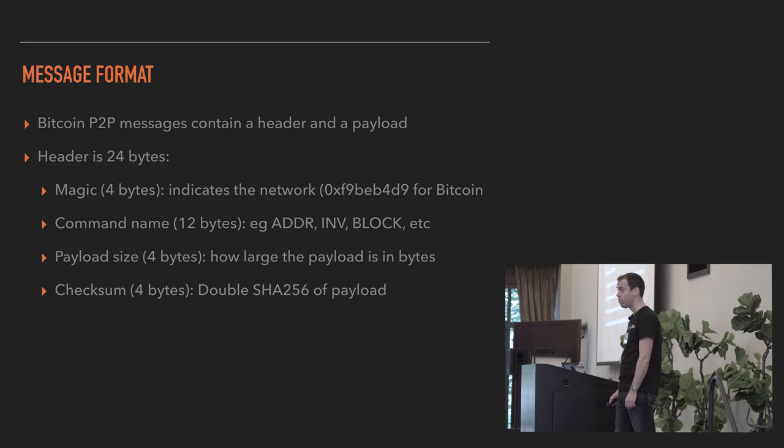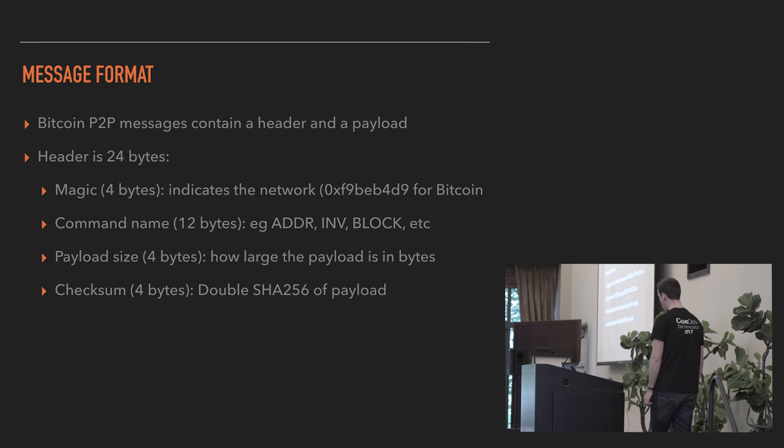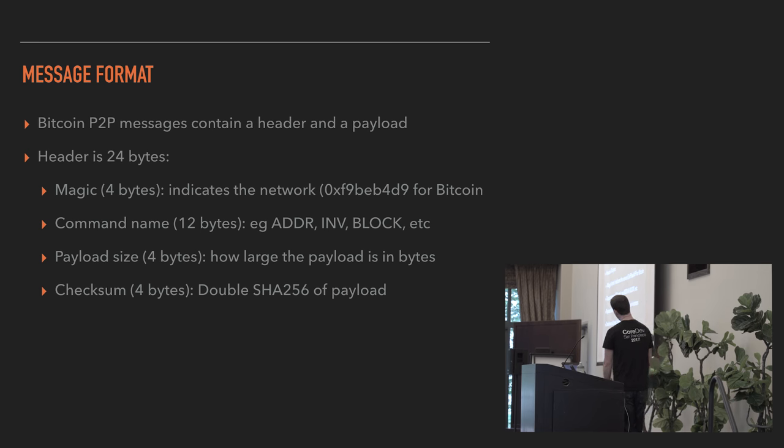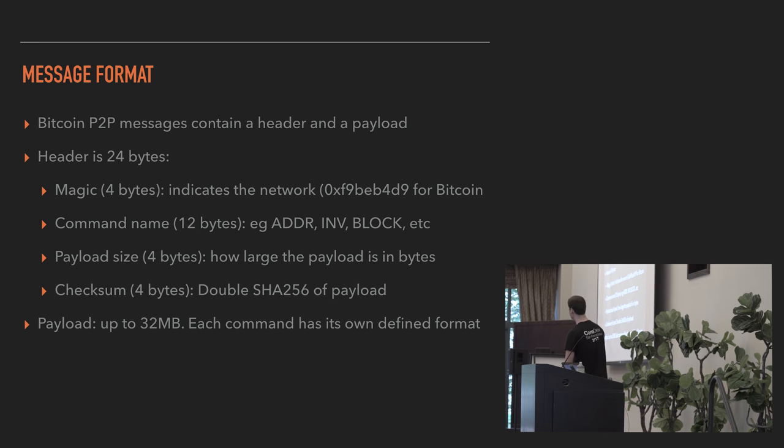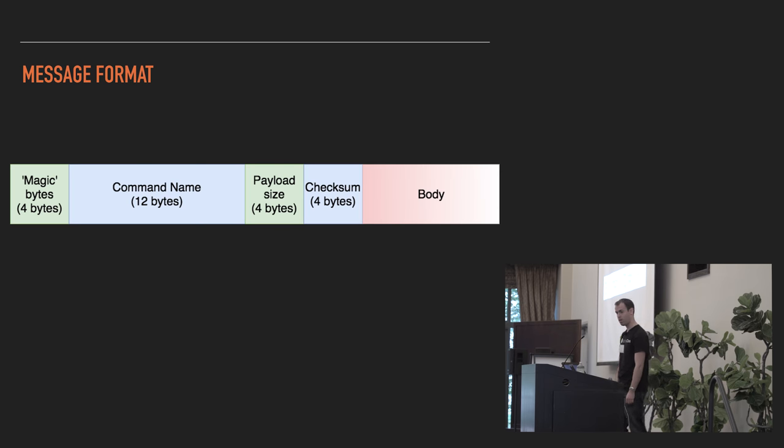And then a checksum that was added in a later version, which is a double SHA-256 of the payload. That's kind of a lousy network checksum, but that's what it is. So that's your 24 bytes. And then you have a payload which is up to 32 megabytes. And each command has its own defined format. So that's what it looks like: 4 bytes of magic, command, payload size, checksum, and then the body or the payload.